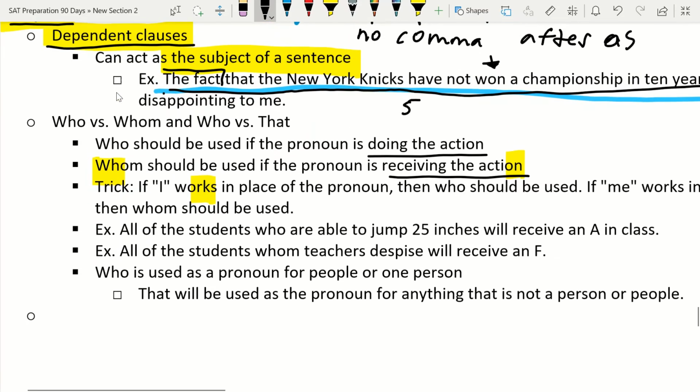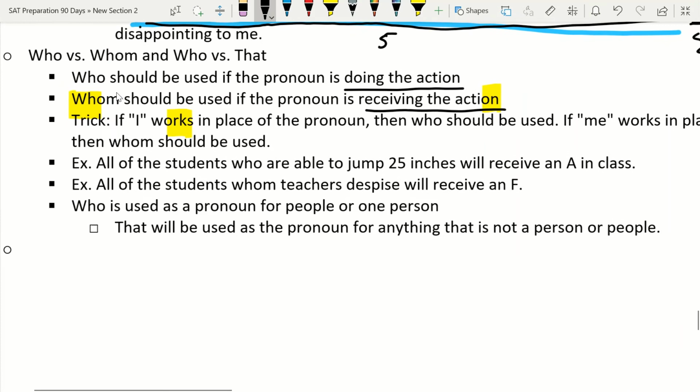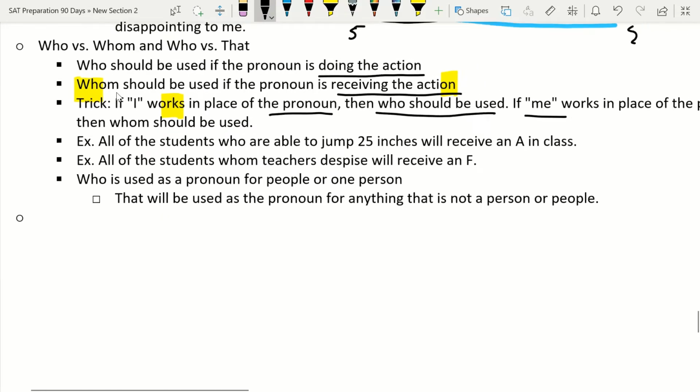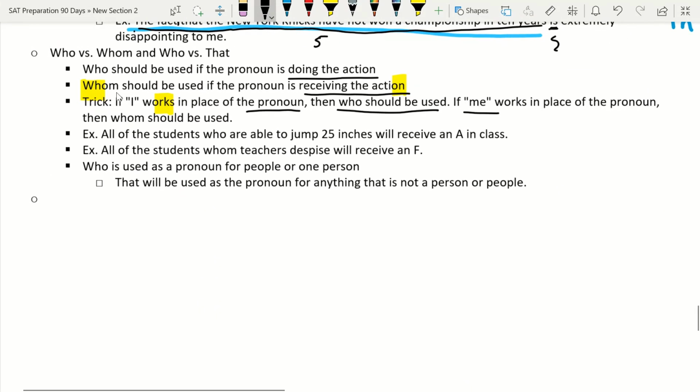Okay, so here's the trick that you really need to know for who versus whom. This is how you're going to get the question correct, and the simplest and quickest way to teach it. All right, so if I works in place of the pronoun, then who should be used. Now, if me works in place of the pronoun, then whom should be used. So what do I mean by that? Let's take a look at some examples.